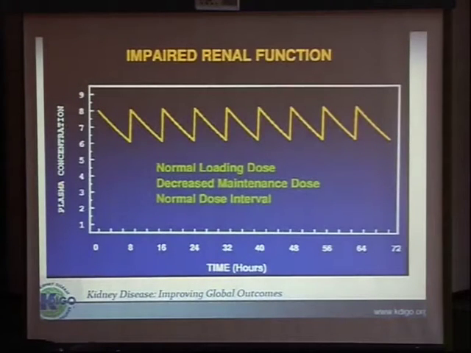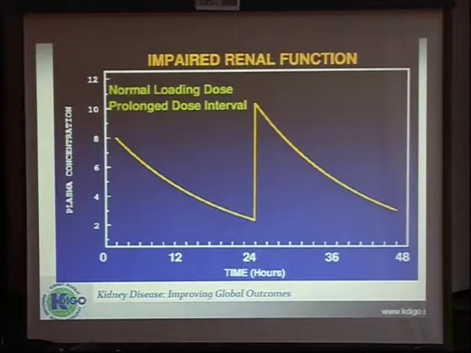Okay? Now, keeping the dose will allow for a steady-state concentration, but will have an increased risk of toxicity, whereas increasing the duration will have a reduced risk of toxicity, but you can get sub-therapeutic levels of the drug.